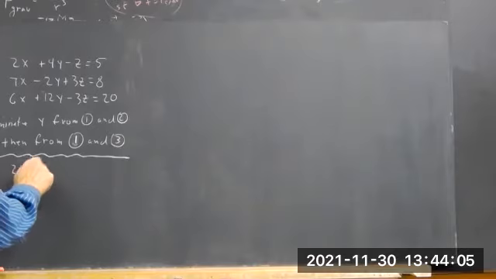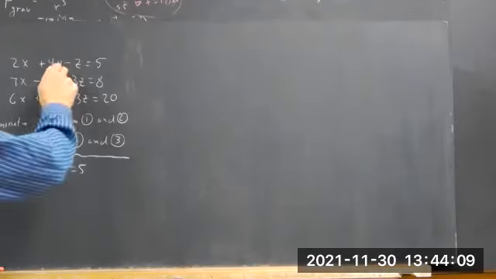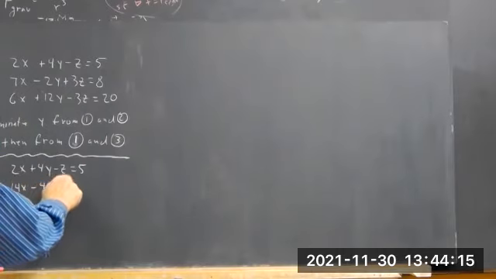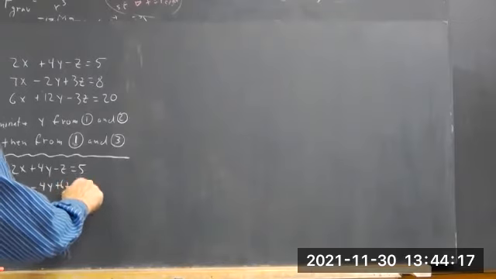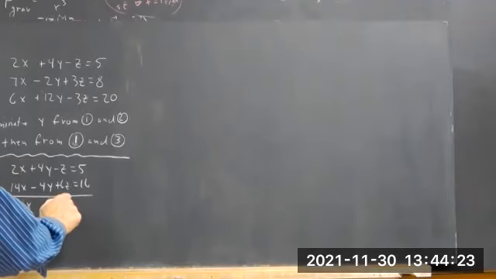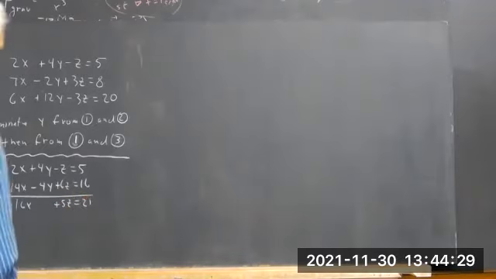So you get 2x plus 4y minus z equals 5, that's equation 1. We get 14x minus 4y plus 6z equals 16. We get 16x plus 5z equals 21. Okay.